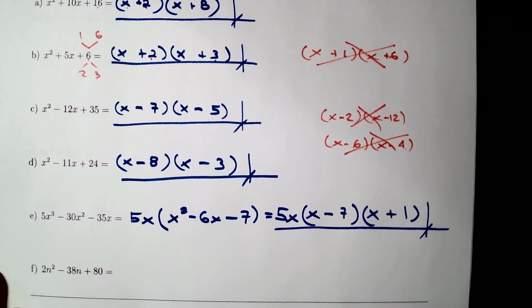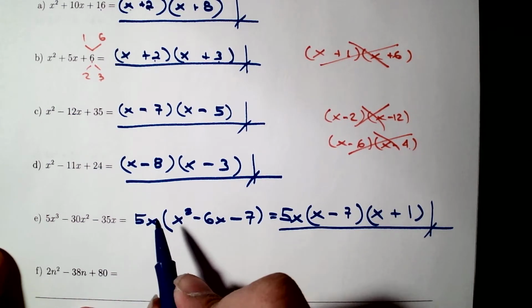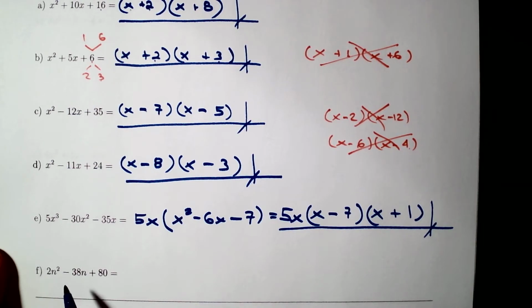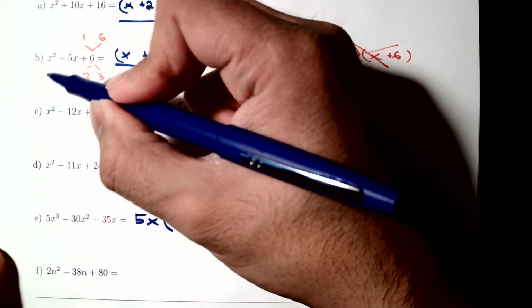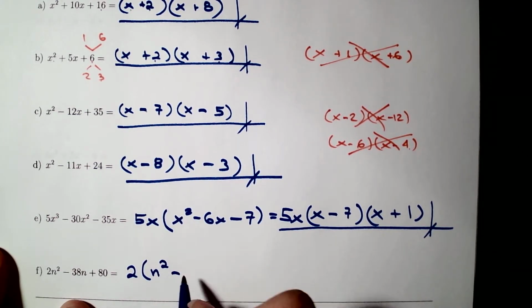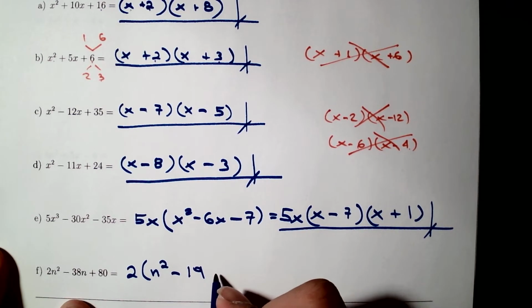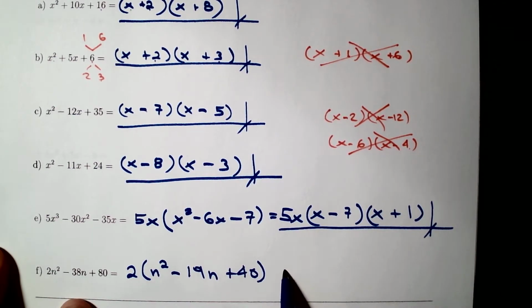Let's do another one here. So in this case, 2n squared minus 38n plus 80. Well, I was under the impression that we were factoring polynomials with leading coefficient of 1. So leading coefficient 1, etc. But in this case, we can factor out the 2. So 2 times n squared minus 19n plus 40. Now let's see if we can factor this into a product. That is, let's see if we can double bubble it.